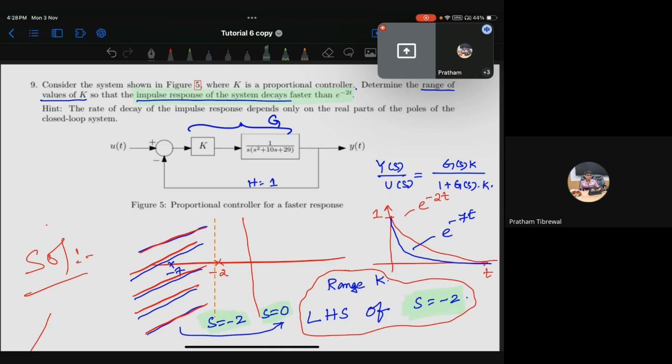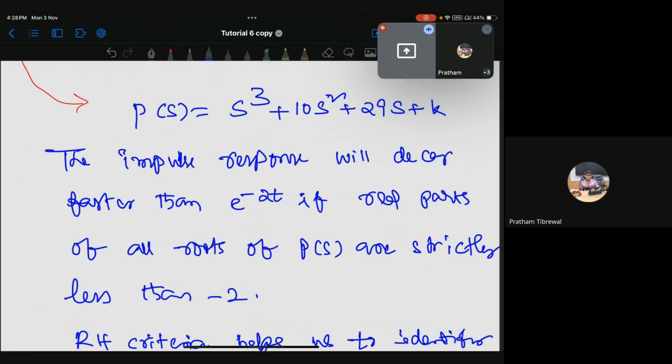Now the new j omega axis is what? It is s equal to minus 2. This is the new j omega axis. Or we can say j omega plus 2. So that is what we are going to do here.